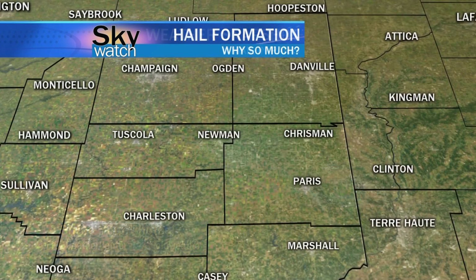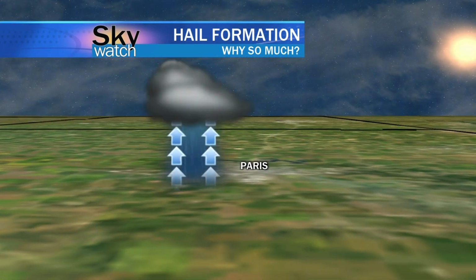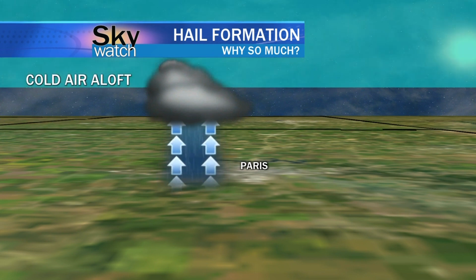But we're going to take a look at the science behind that thunderstorm yesterday and why we saw so much hail across the area. And first, you have your general ingredients of a thunderstorm. You have your updraft, which is the air being lifted into the thunderstorm, and then your downdraft is the rain and the wind coming out of the thunderstorm.